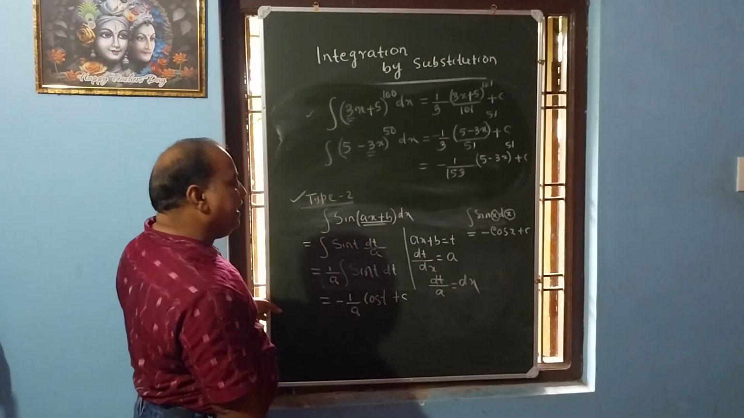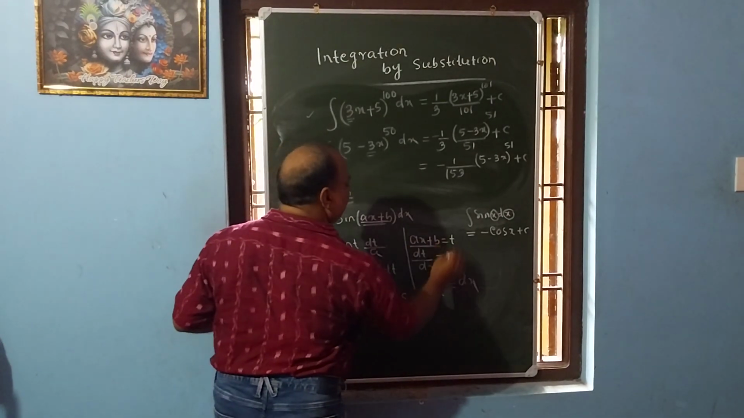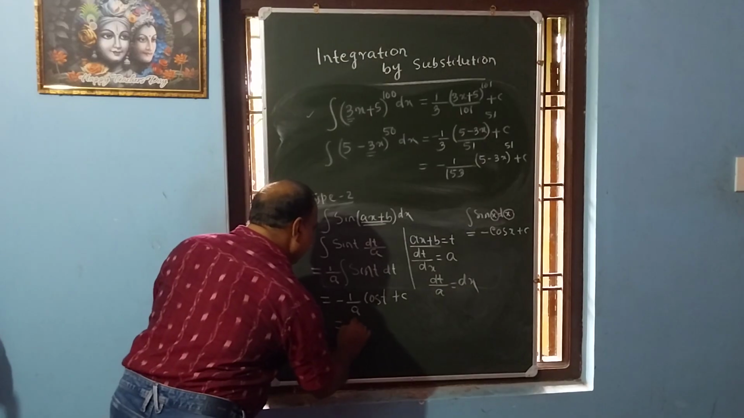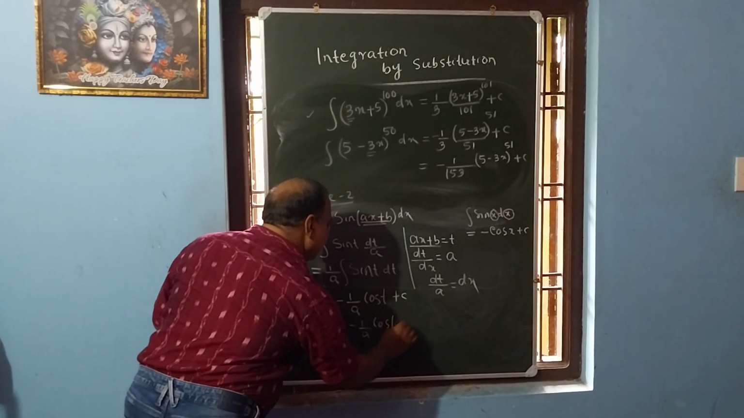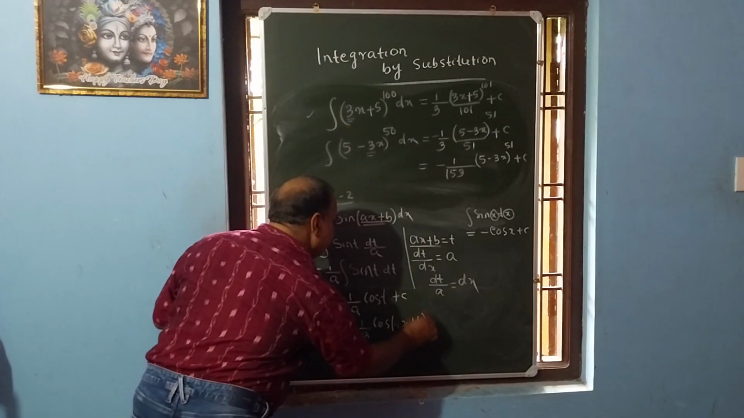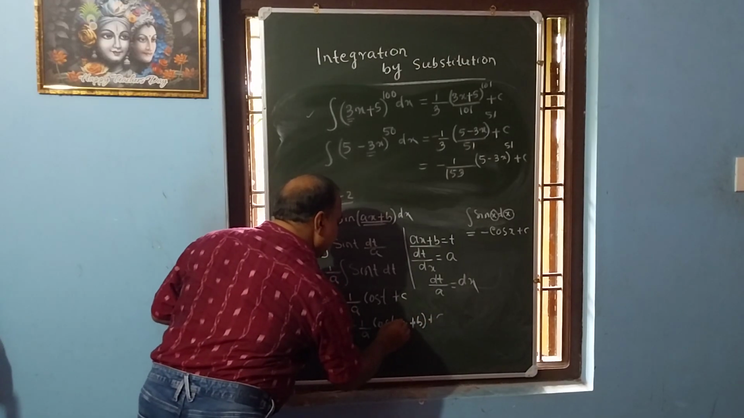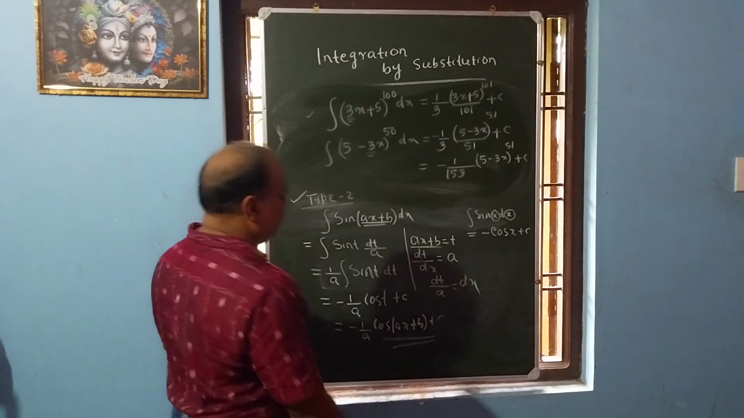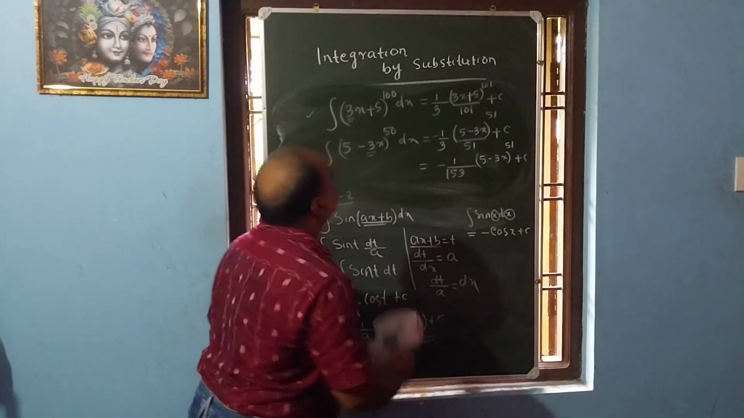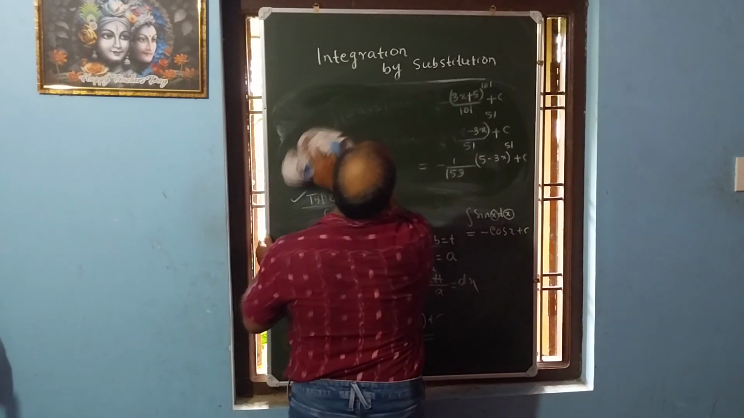So in place of t, we have to put ax plus b. So we get minus 1 by a cos(ax + b) plus c. This is the result. So you remember the formula.